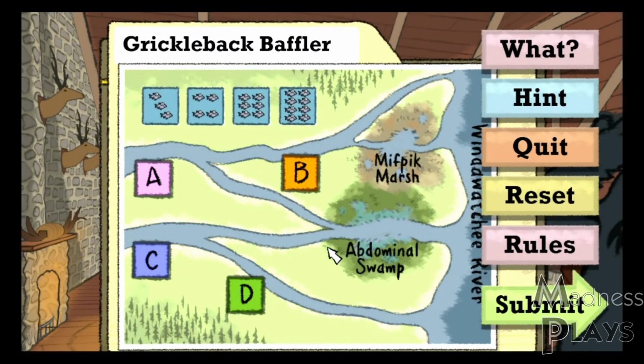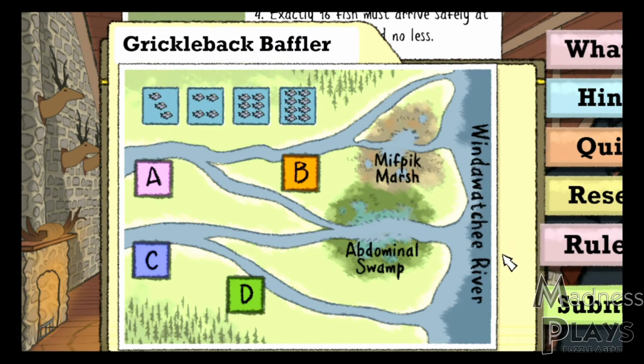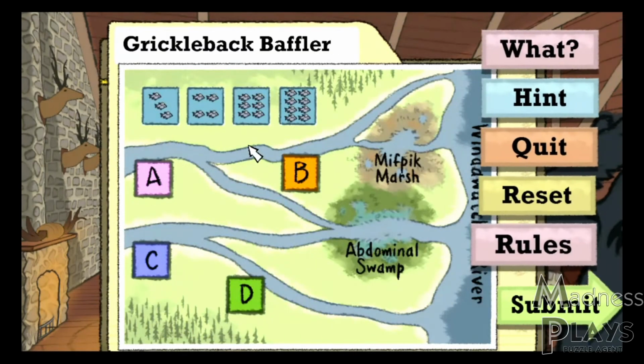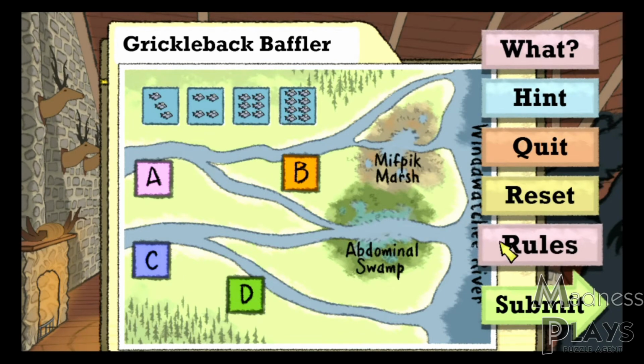Right. So how many do we have total? 4 plus 6 is 10, plus 8 is 18, plus 3. Okay, so 3 fish have to die, at least. Or just be stopped by indecision. Okay, so you have to get to the river.